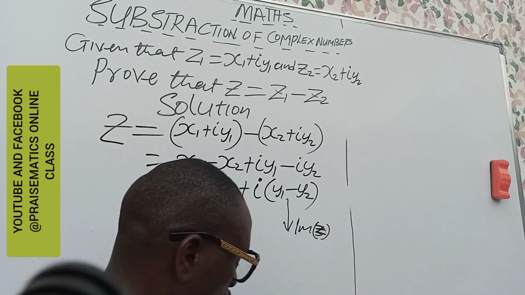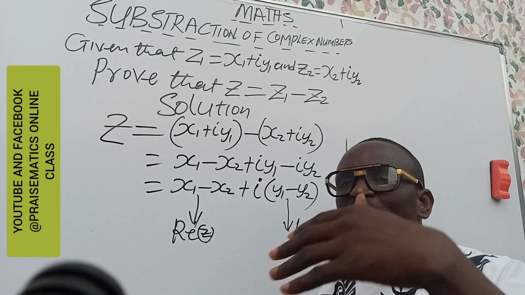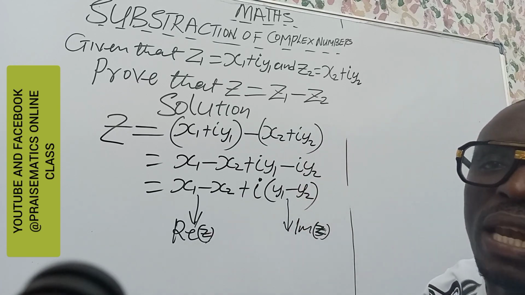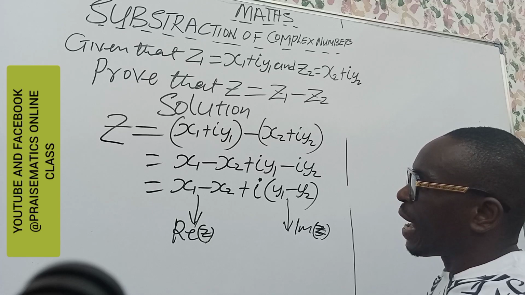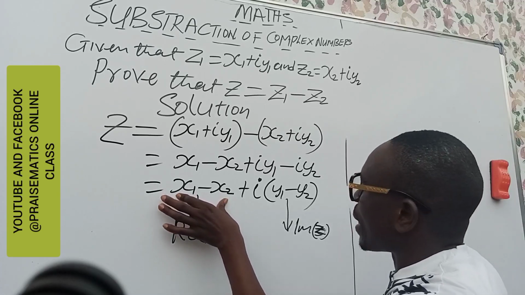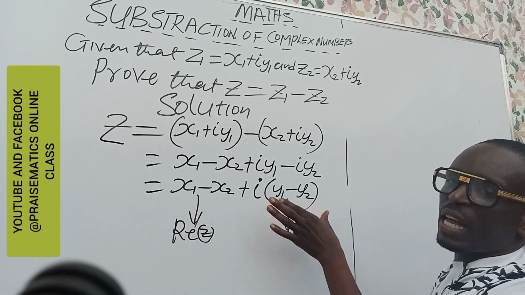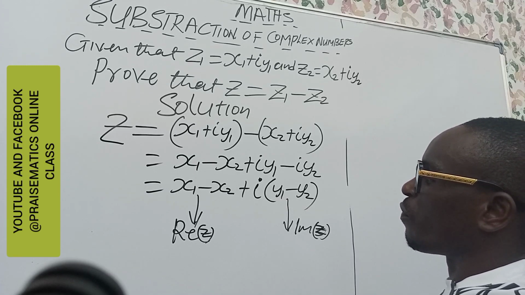So the subtraction of two complex numbers gives a complex number. Whenever you subtract a complex number from another complex number, you will produce a complex number. And that is the reason why we have the real part and the imaginary part. So that is the proof of it.